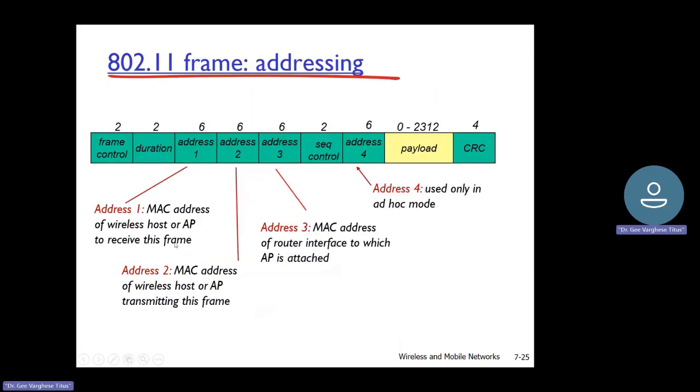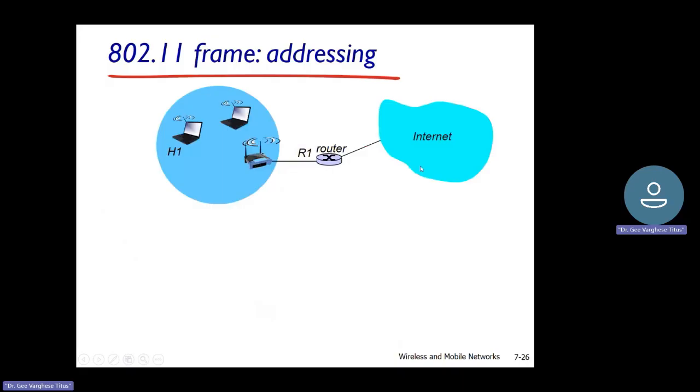So the frame control has a lot of things. In that we can say the type, duration. Then you have address 1, address 2, address 3, and address 4. Address 1 is the MAC address of the wireless host or access point to receive this particular frame. Address 2 is the MAC address of the wireless host or AP transmitting this particular frame. Who is transmitting it? Address 3 is the router address to which the access point is connected. And this is your data, and CRC is the error controlling mechanism that you have.